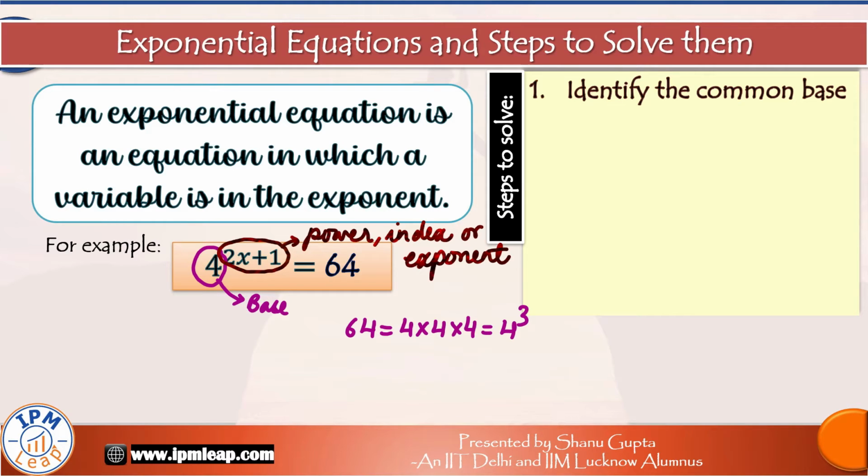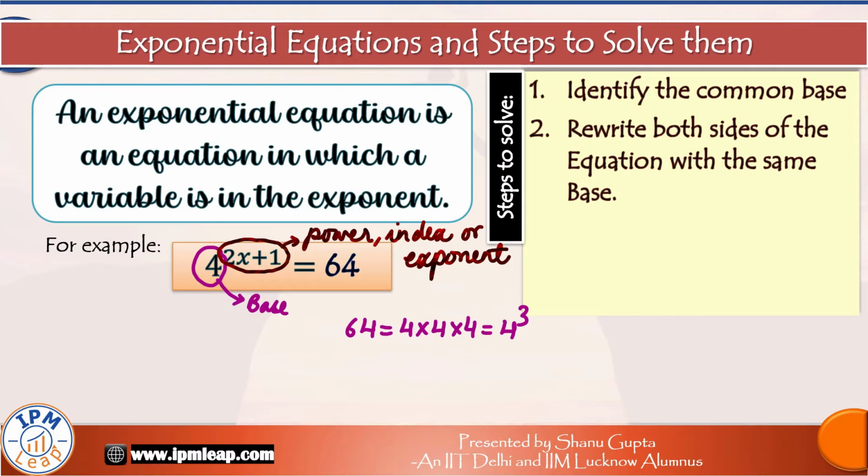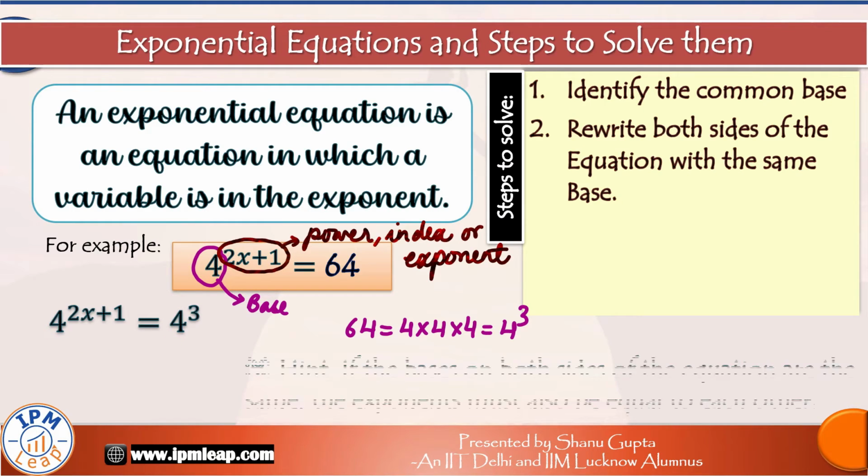We will take the smaller number as base because that keeps our calculations simple. Next step is to rewrite both sides of the equation with the same base. We write 4 raised power of 2x plus 1 is equal to 4 raised power of 3. Now we know that if the bases on both sides of the equation are the same, the exponents must also be equal to each other.